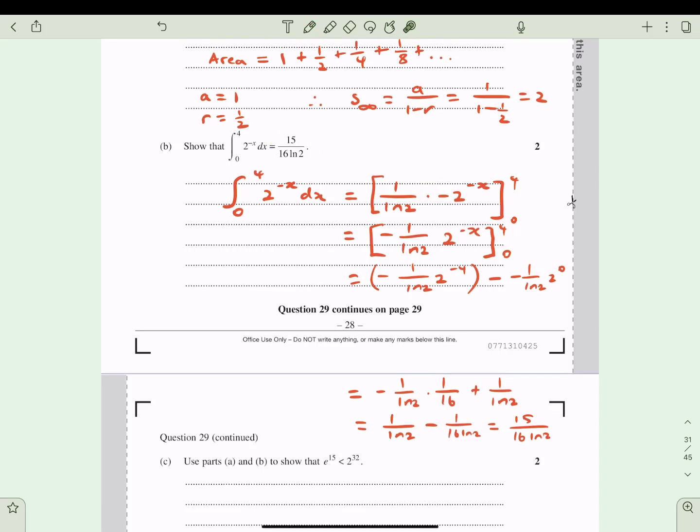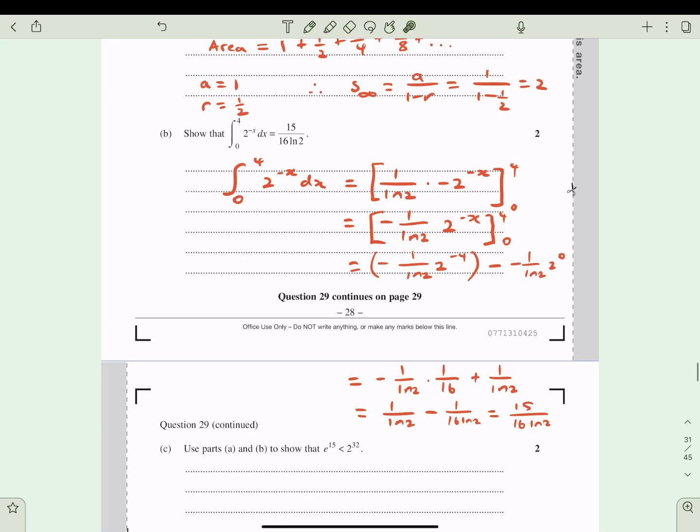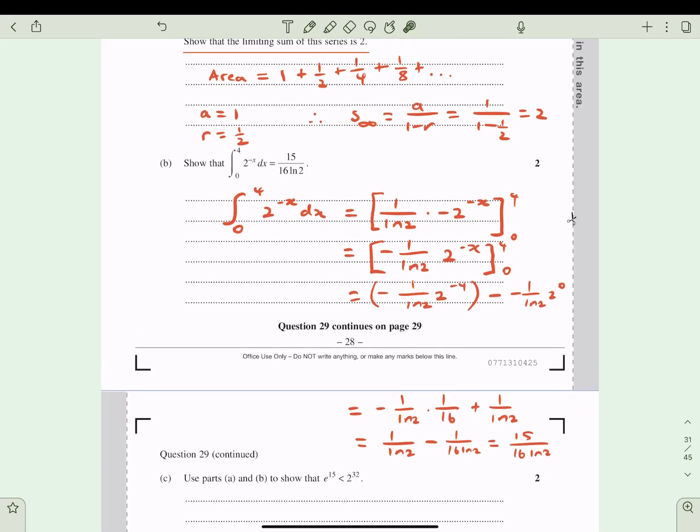So that's my answer. Okay, 15 over 16 ln2. So remember, the tricky part of this question was finding the integral of 2 to the power of negative x. But if we use our formula sheet, we should be able to see the general formula. That's going to be 1 over ln a times negative 2 to the power of negative x.